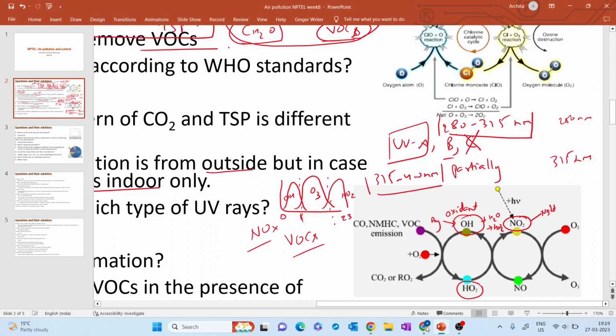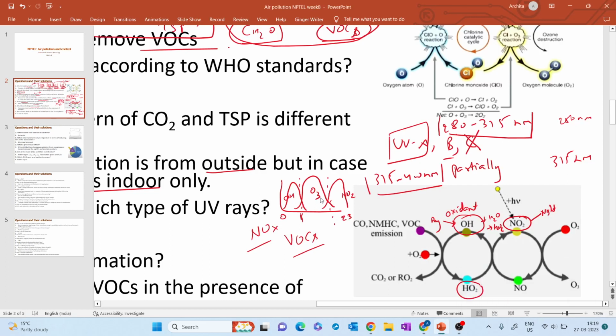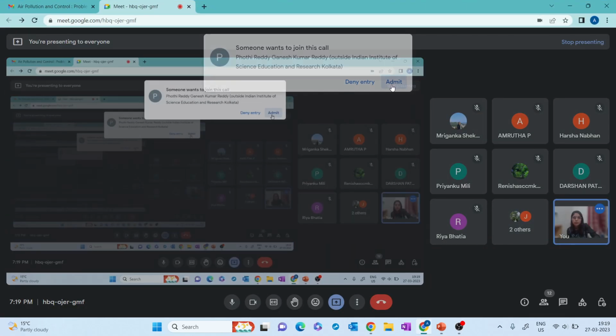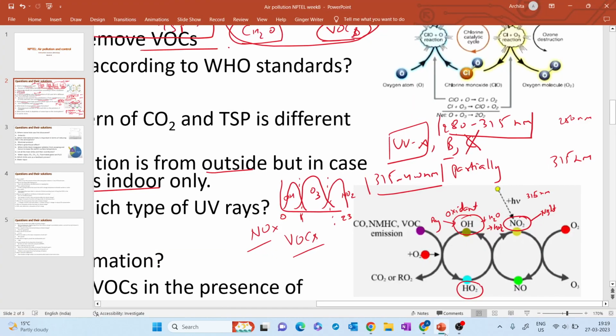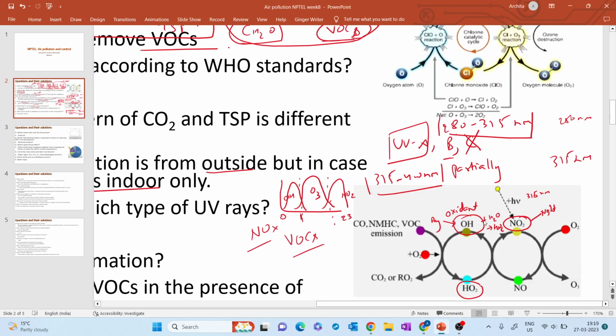As I said, the formation of ozone depends on a particular hν, which is generally near 315 nanometer, that is required. So in the atmosphere you have UVA radiation, then you have these oxidants, OH in the morning and NO2 in the night, and VOCs are continuously releasing both in day and night, right?